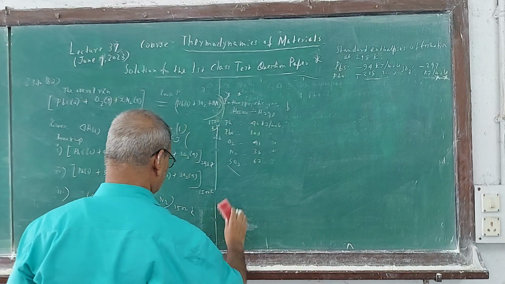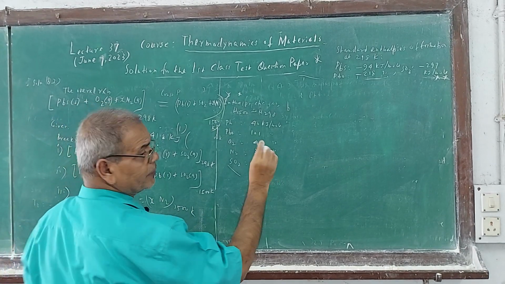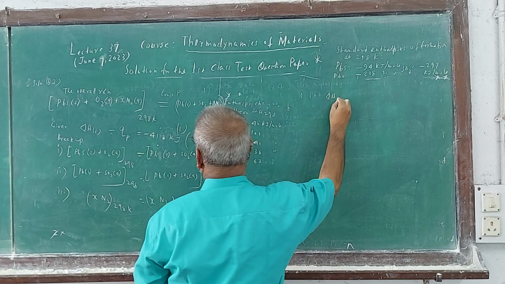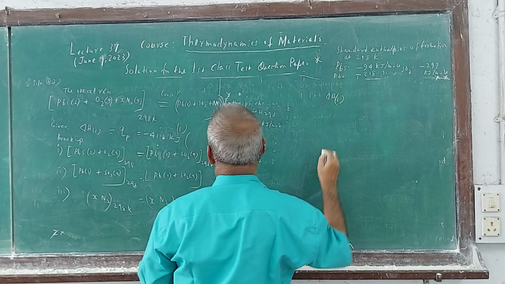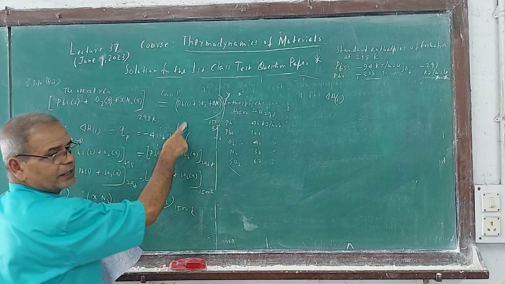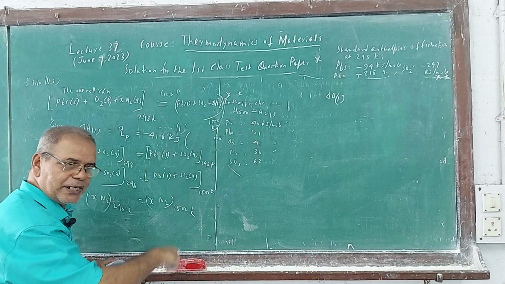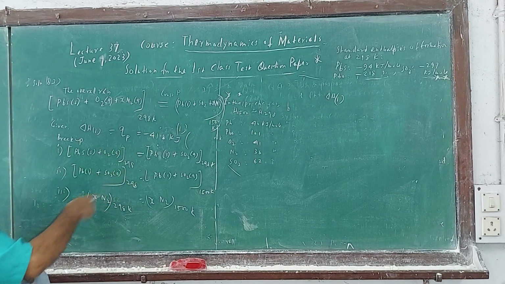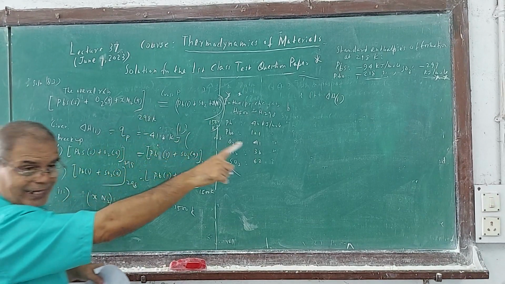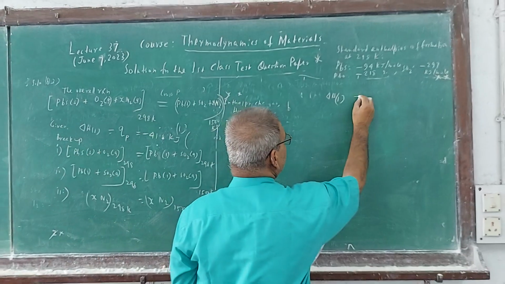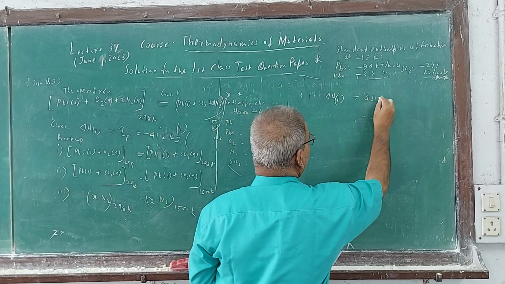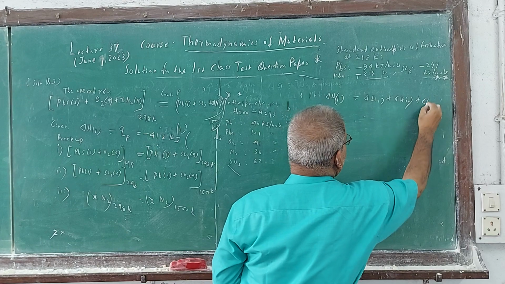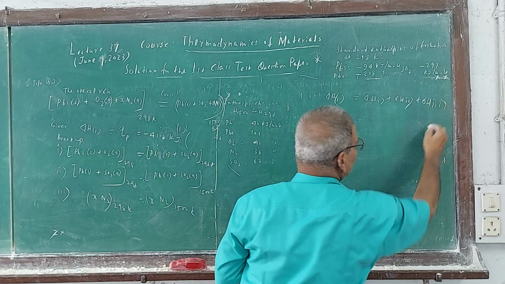So quickly, step 1. Tell me, delta H1. You write first of all. What is delta H1? The overall delta H is comprised of these 3. Are you convinced? Add 3. So first you write this: delta H is nothing but delta H1 plus delta H2 plus delta H3. I have done it in one step.